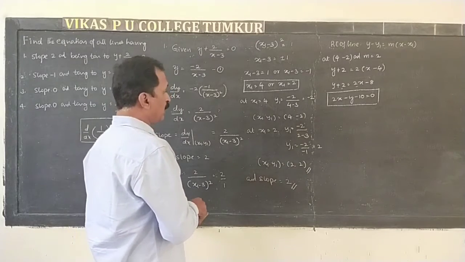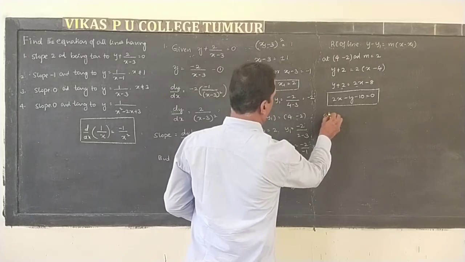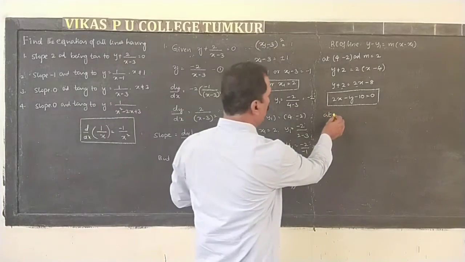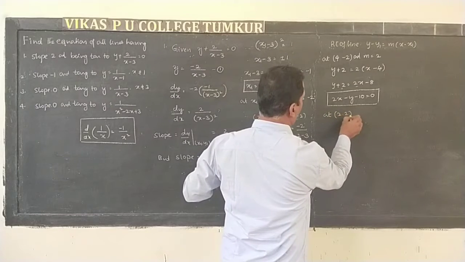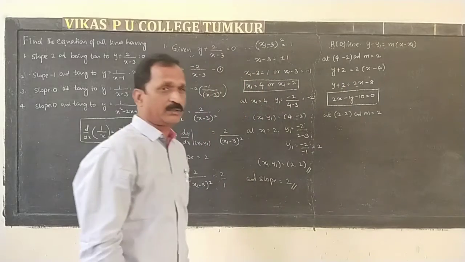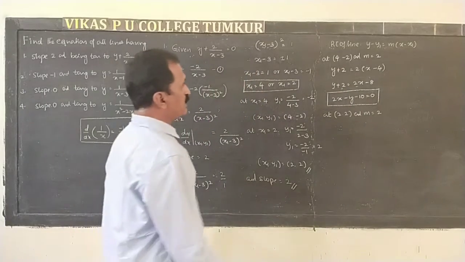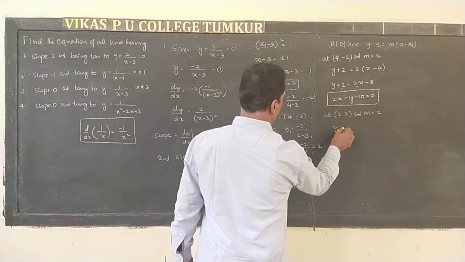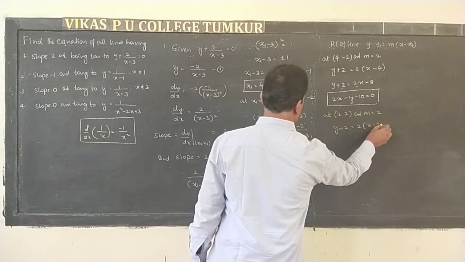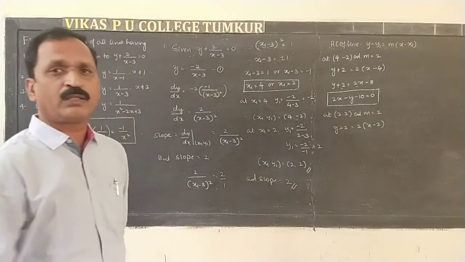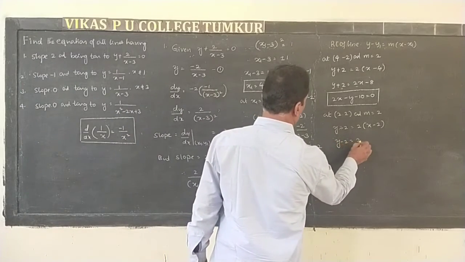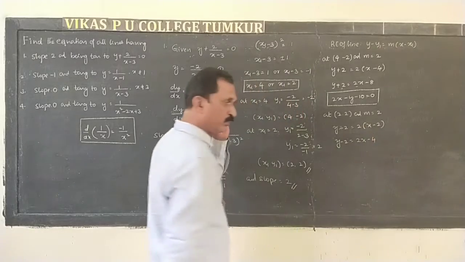Right? At the second point, 2 comma 2, and slope is 2. At 2 comma 2 and slope is 2, the equation we will calculate. So what is the equation? y minus y1 is equal to m into x minus x1. Simplify this. y minus 2 is equal to 2x minus 4.